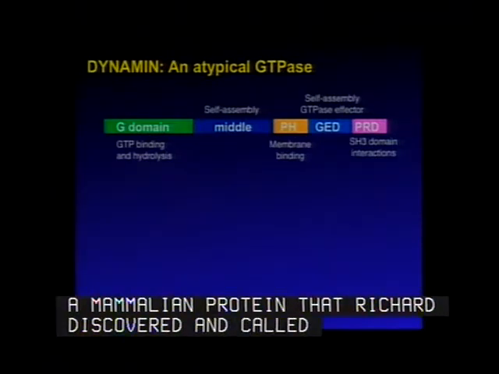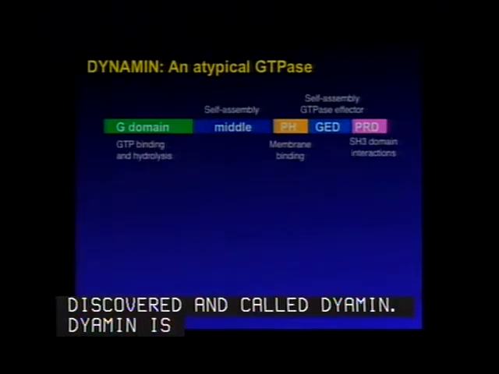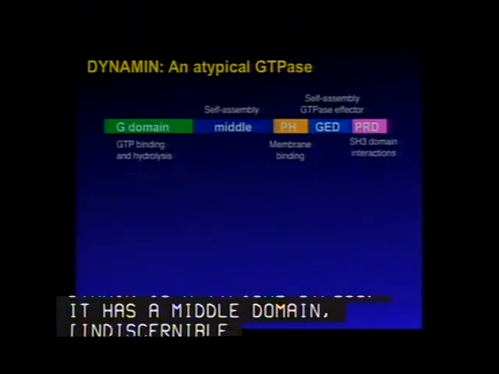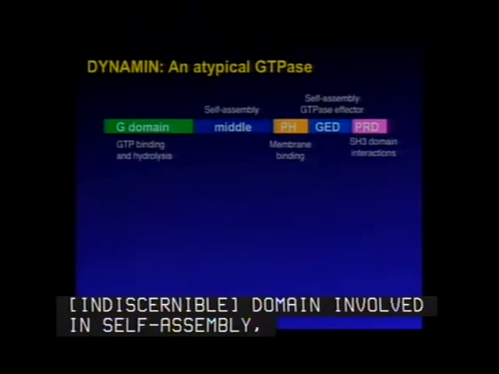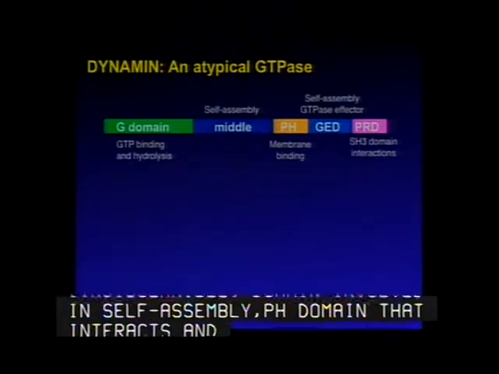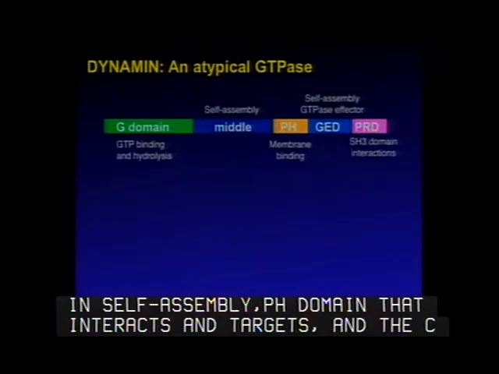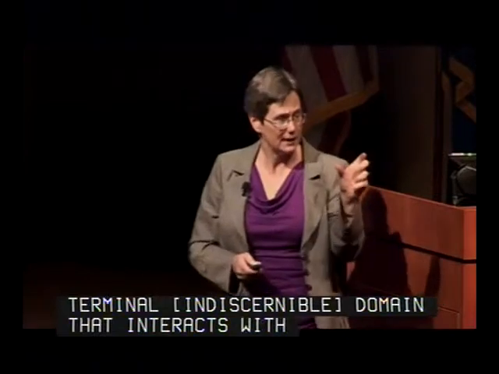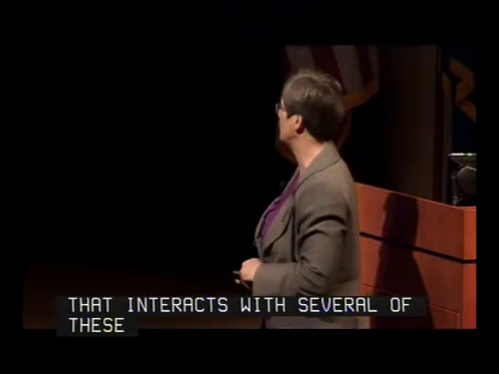Dynamin is an atypical GTPase. In addition to the standard RAS-related G domain, it has a middle domain and GED domain that are involved in self-assembly, a PH domain that interacts with and targets to PI(4,5)P2-containing membranes, and a C-terminal proline-arginine-rich domain that interacts with several of these endocytic accessory proteins that are SH3 domain-containing molecules.